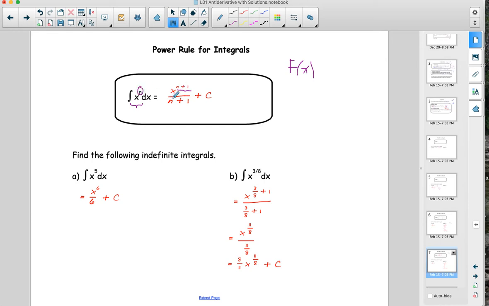And then I'm also going to have to divide by the exponent here, because when I take the derivative of this, I will get n plus 1 times x to the n. And that won't get me back to the integrand unless I also remember to divide this by n plus 1. So the general antiderivative of the integrand x to the n is x to the n plus 1 divided by n plus 1, plus c.